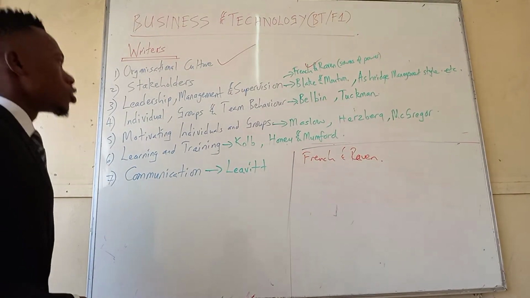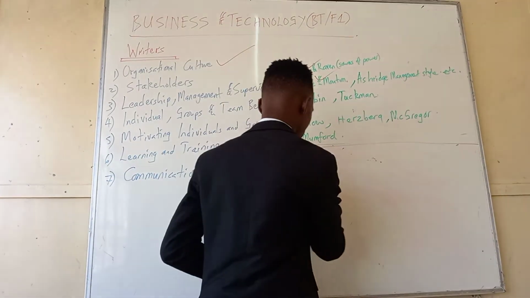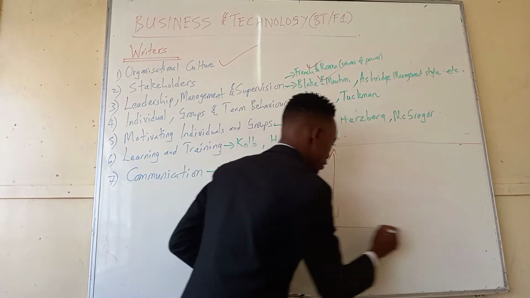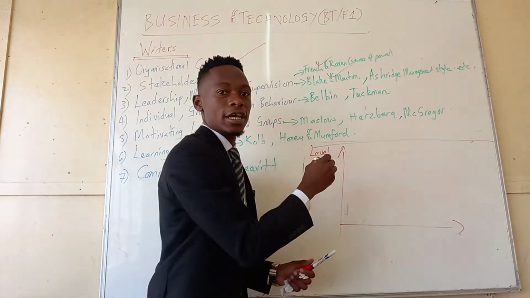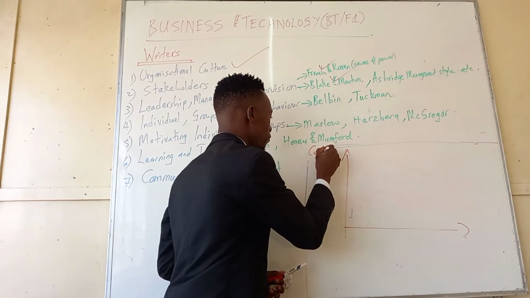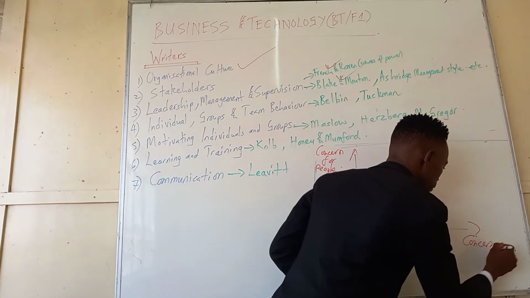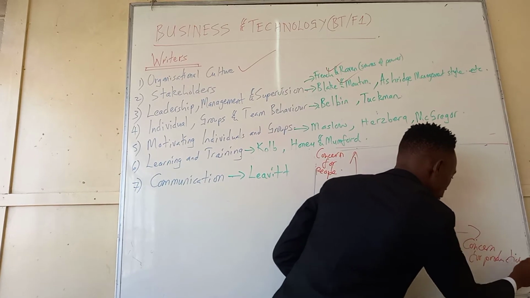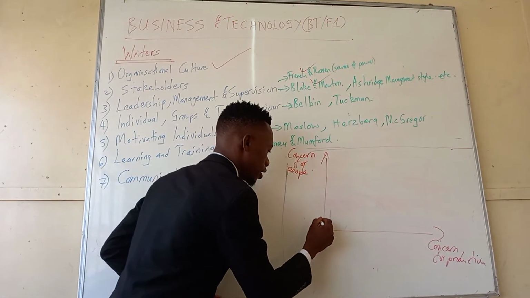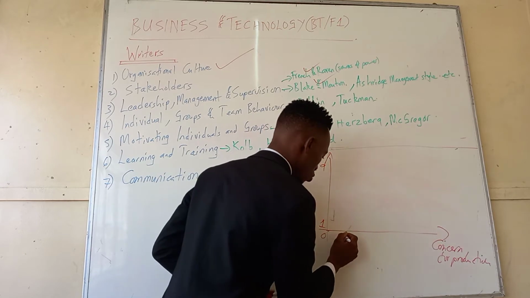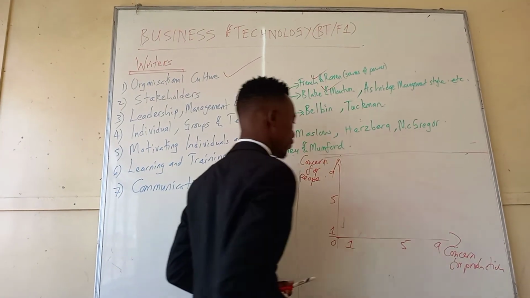All right. We also have Blake and Mouton. Blake and Mouton talked about the managerial grid. Here there is the concern for people, and here, the concern for production. So let me say we have zero here. One here, nine here. One here, nine here. Okay? Maybe five here, maybe five here. Right.